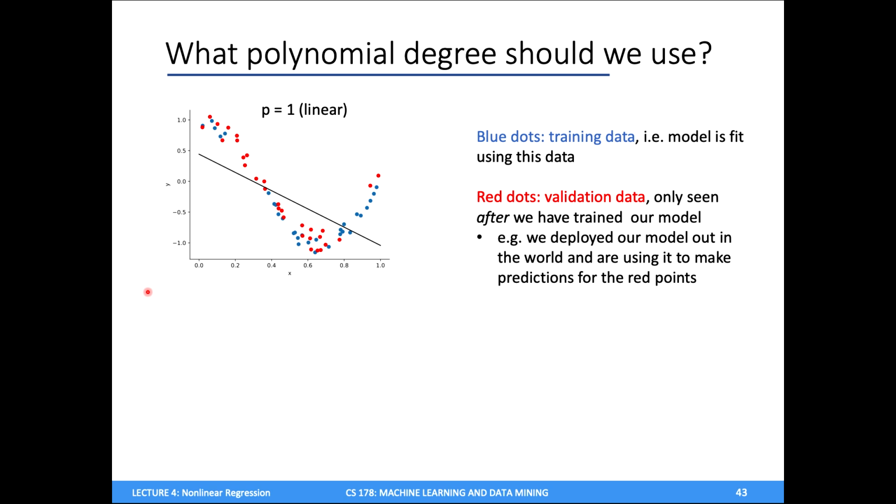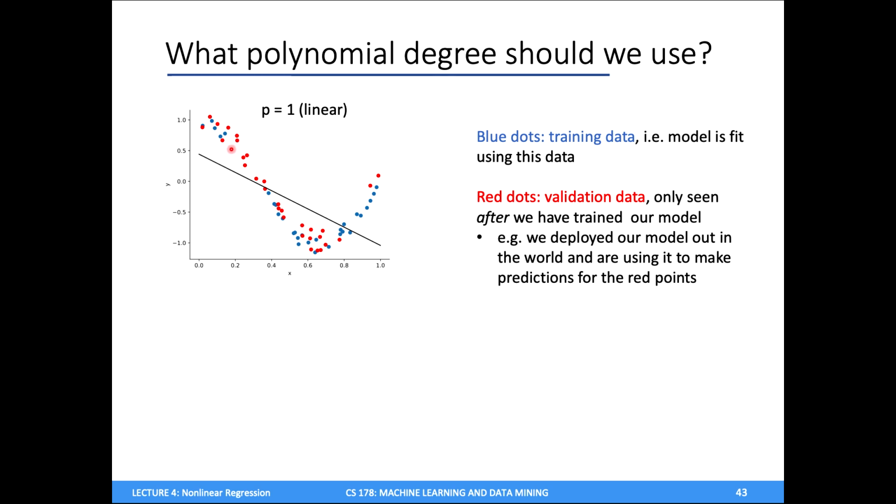Okay, I'll give you a basic idea of what you can do to actually select the polynomial degree, which you can think of as selecting the complexity of our model. We're looking at the same data set. In the blue dots, I've plotted the training data for my model, i.e. this is data that my model is actually fit on. Let's say, after I fit my model, I went out and deployed it in the real world, making some kind of predictions. This is often called validation data. These are the red dots I have plotted here.